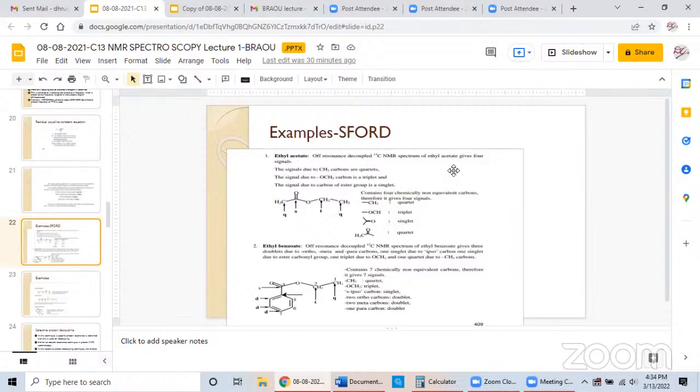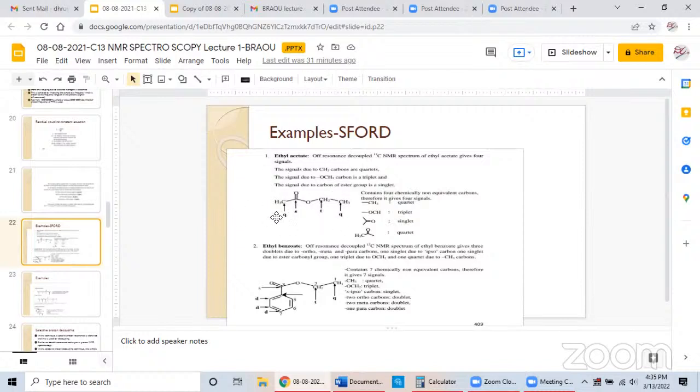See, the first example is ethyl acetate. The half resonance decoupled C13 NMR spectrum of ethyl acetate gives 4 signals. See, ethyl acetate, 1, 2, 3, and 4. Here the CH3 carbon is attached to 3 protons, so by the N+1 rule, 3+1, it appears as a quartet. And the CH2 carbon is attached to 2 hydrogens, so N+1 is 2 plus 1, 3. That is a triplet. And this one is not attached to any hydrogen, therefore a singlet. And this again is attached to 3 hydrogens, so a quartet. So it will give 2 quartets, 1 triplet and 1 singlet.